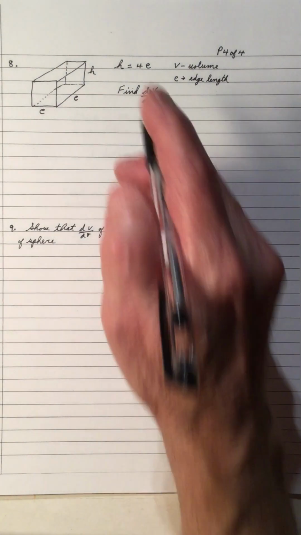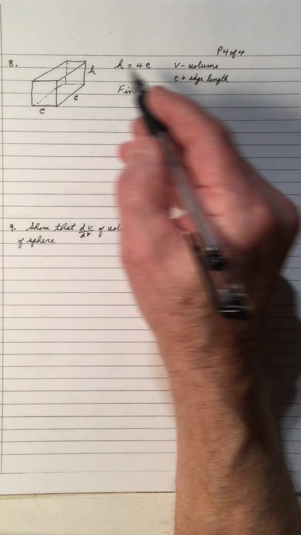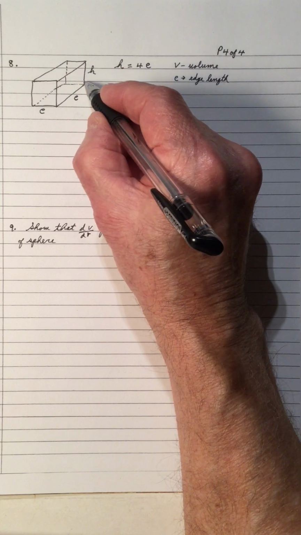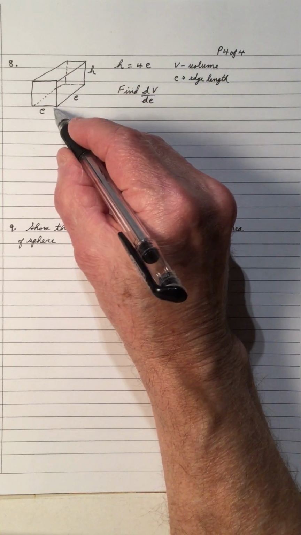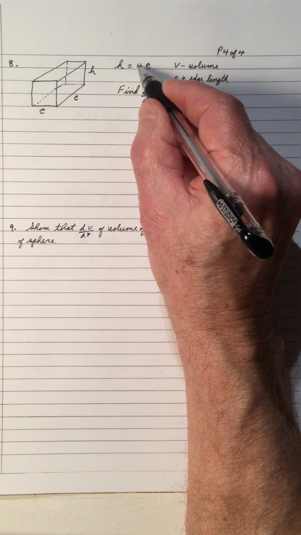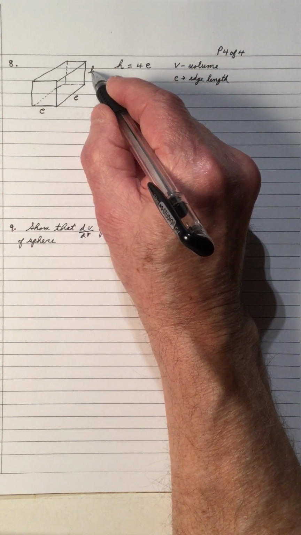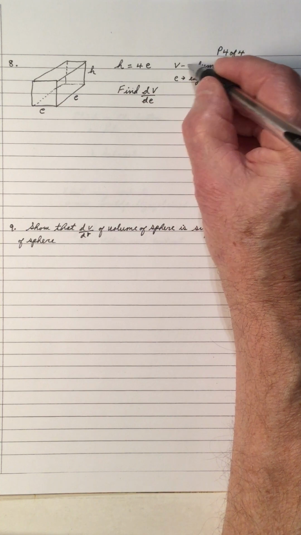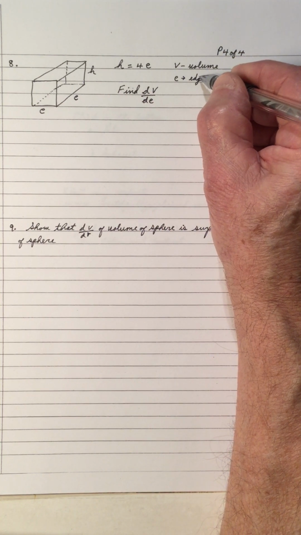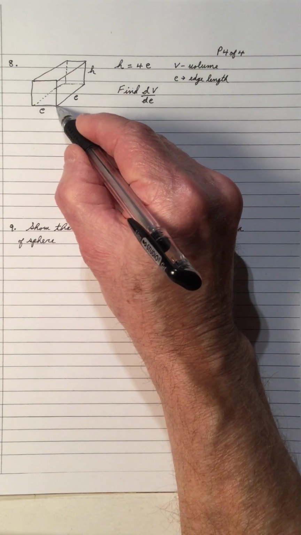It's easy to. Number 8. I have a rectangular box, and the height of the box is h, and the base is e and e. Said h is equal to 4e. That's the height. It's in terms of e. V is the volume, and e is the edge length. So this is the length.